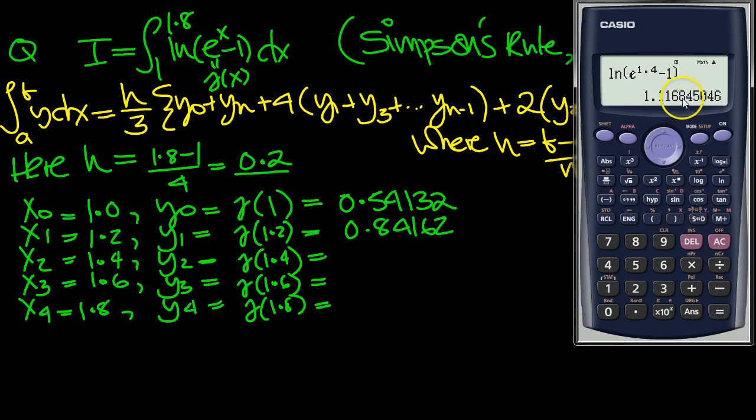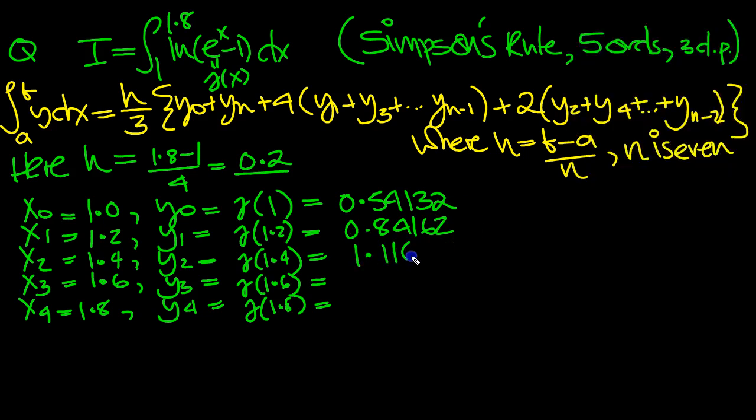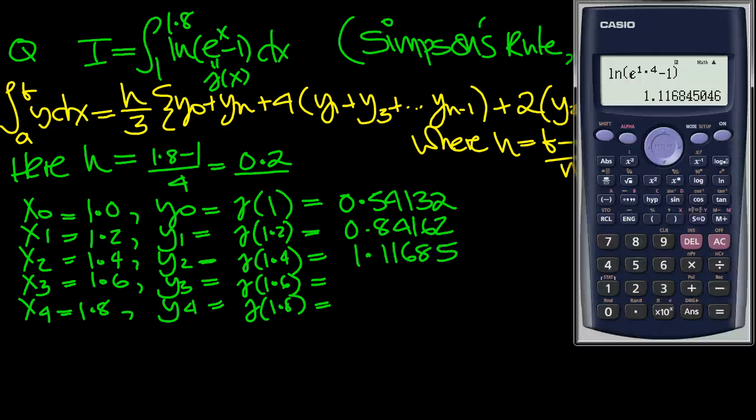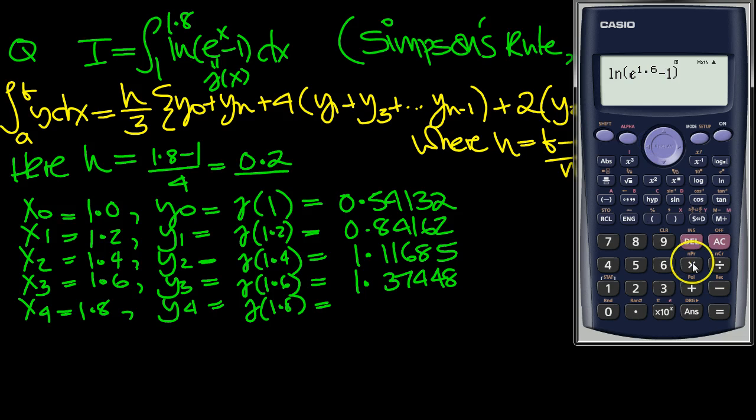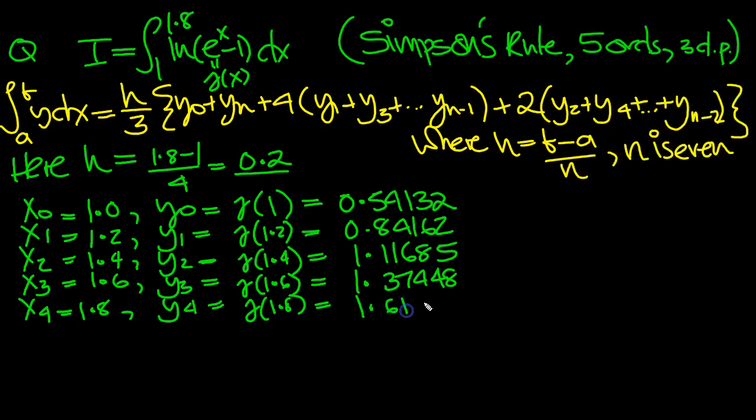And we get 1.11685. Next one, 1.6. 1.37448. And then the 1.8 now. Last one to put in. So change the 6 to an 8. Tap that in. 1.61932. There's our numbers then.